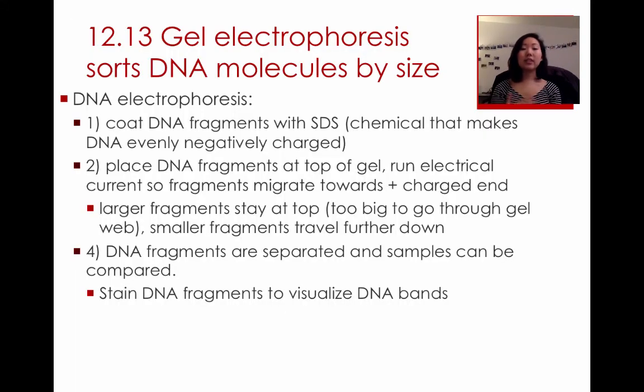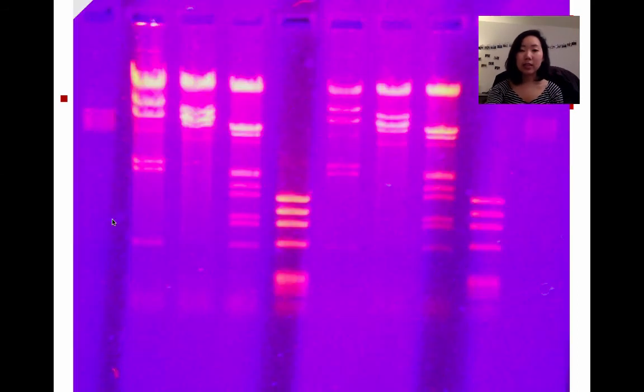Afterwards, we'll stain the DNA fragments to be able to visualize these DNA bands. And so this is a picture of a real-life gel electrophoresis. You have these different columns, and you can run a bunch at the same time. For the person to be the same, all of the bands have to really match up. You'll notice some of the bands look about the same, like all these have the same band, but you'll notice the bottom parts are very different for each one.